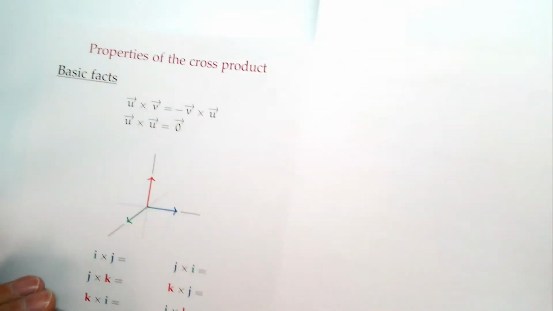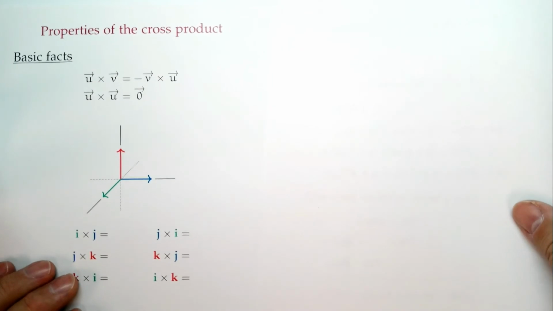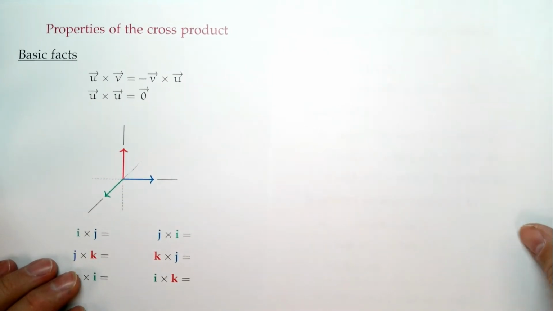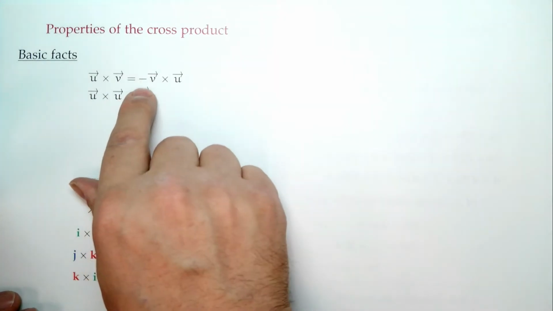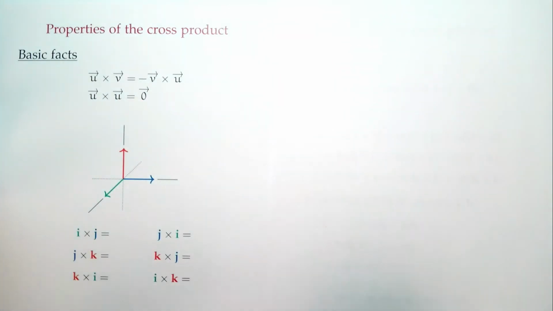So let's start with some basic facts. Some of them are kind of counterintuitive. So the first one, U cross V is negative V cross U. In other words, it matters what order you multiply. So U cross V and V cross U are not the same. Well, how could we see that?